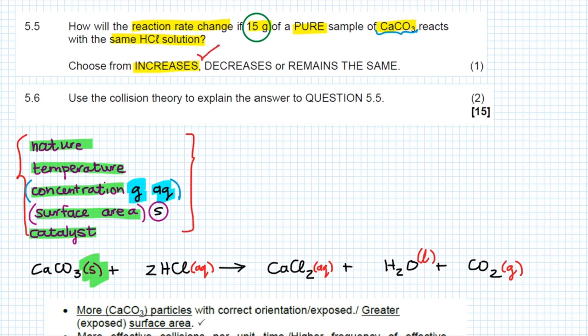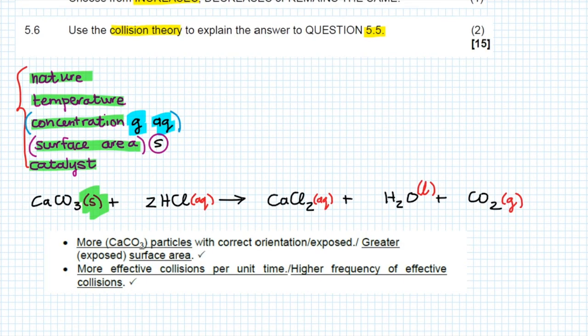We're now on question 5.6, which is the very last problem in this video. It says use the collision theory to explain the answer to question 5.5. This question is out of 2 marks, which means that we need to make at least 2 valid points. And again, I do encourage you to use bullet points when answering questions like this.